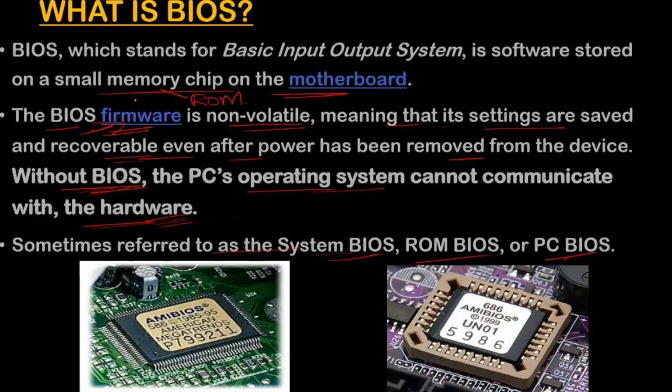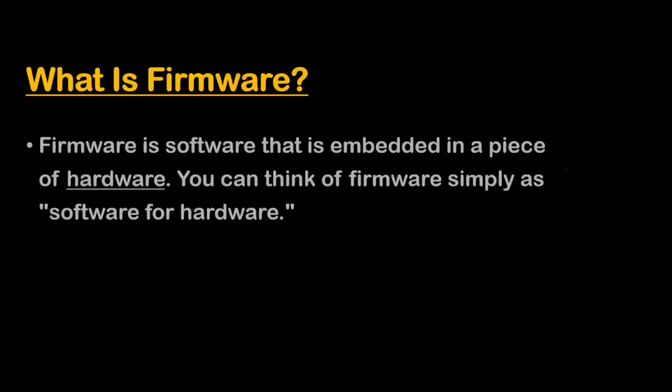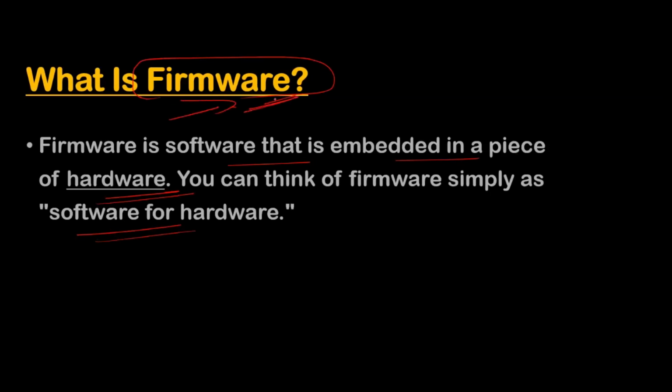Now, BIOS is a firmware. Firmware is software that is embedded in a piece of hardware, or simply we can say software for the hardware. Firmware is a category of software that can be placed only in specific hardware. You can't place it in every hardware.